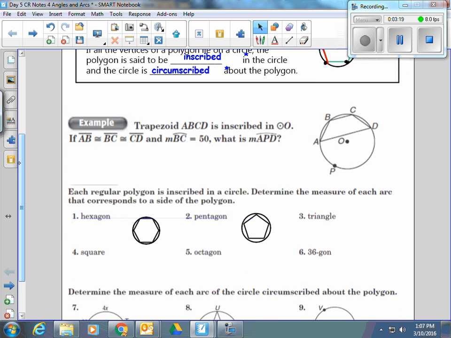Okay, so let's take a look at the example. We have a trapezoid ABCD that is inscribed in circle O. Okay, so trapezoid ABCD is inscribed in circle O. Not that it's just on the inside. What's more important is that all of these points are on the edge of that circle. They have to be in order for it to be inscribed. Then they're telling me that, what does this mean? Right here.